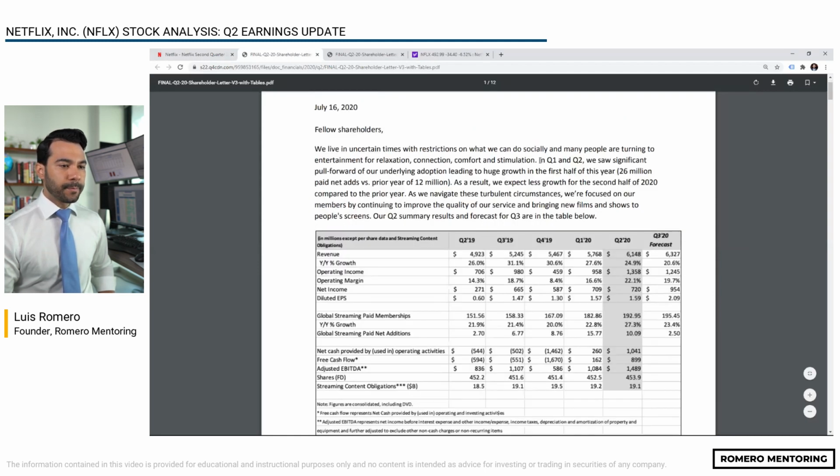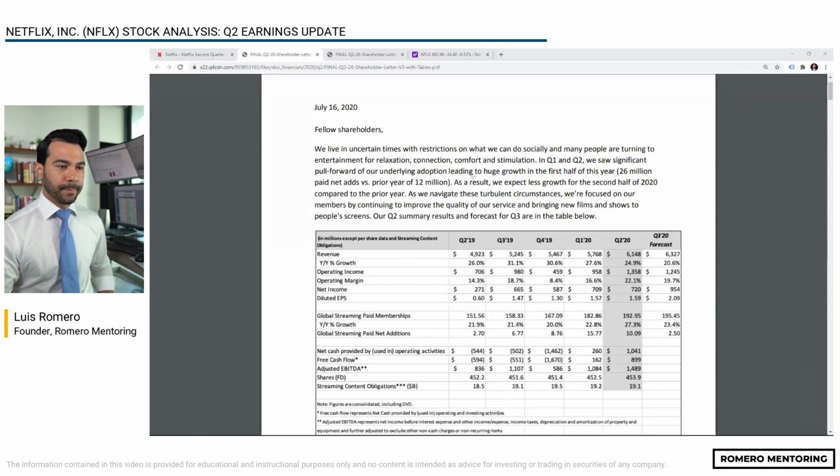You can see here, in the first quarter, let me actually pull up my pen so that we can highlight this a little bit easier. Let's see, can we get it right here? Yep, all right. So we live in uncertain times with restrictions on what we can do socially, and many people are turning to entertainment for relaxation, connection, comfort, stimulation. Okay, I mean, depends what they mean by stimulation.